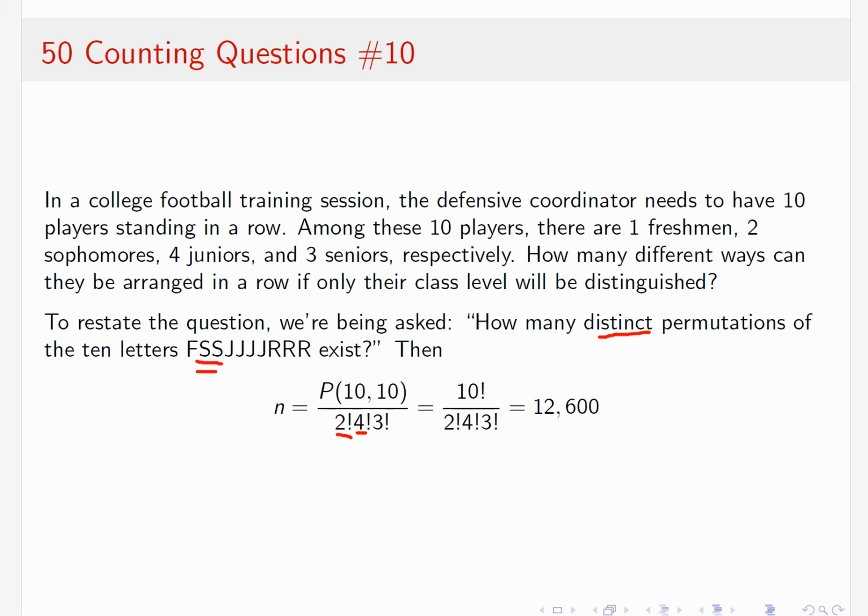And then this 4 factorial, why? Well, there are 4 juniors. And again, we can't tell the difference among all the 4 factorial permutations of the juniors. And same with the 3 factorial permutations of all the seniors. So we take 10 factorial divided by the quantity, 2 factorial, 4 factorial, and 3 factorial, which is 12,600.